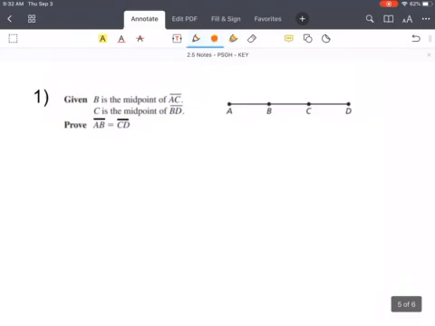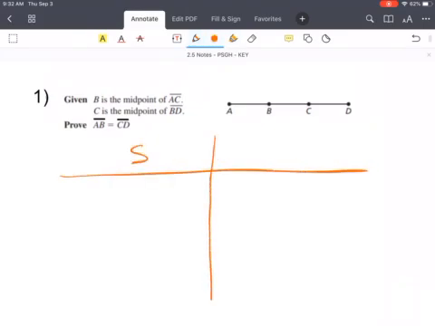So first off, let's format our proof the same way. Statements, reasons. So let's go with our first given statement there. Number one, B is the midpoint of AC. The reason why I get to state that is because it gave it to me. We got to think about what does midpoint tell us? Midpoint tells us that it splits the segment into two congruent segments.